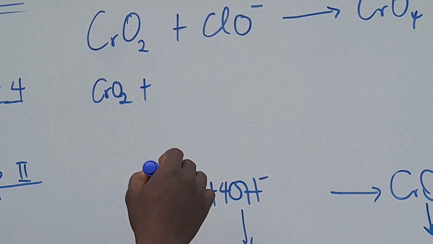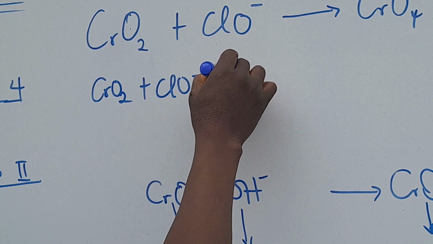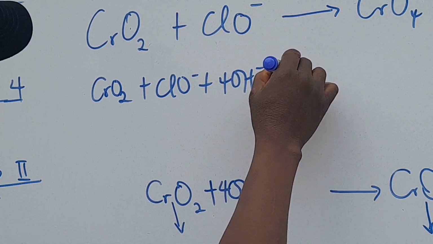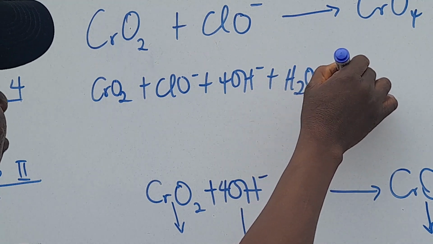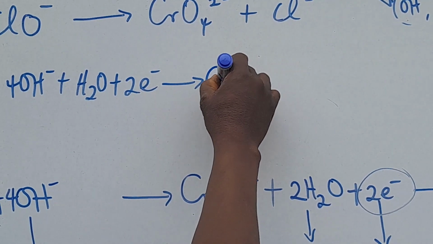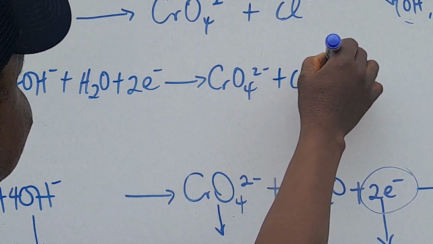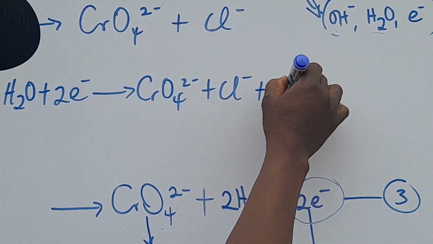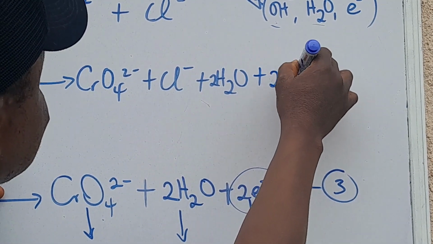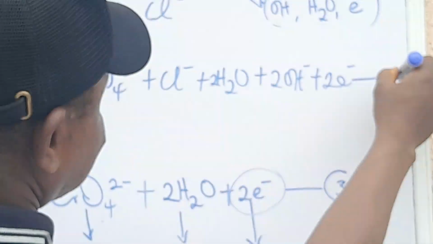So we have CrO2 minus plus ClO minus plus 4OH minus plus H2O plus 2e minus, very long. So let's manage that space. We want to have CrO4 2 minus plus Cl minus plus 2H2O plus 2OH minus plus 2e minus, equation 5.